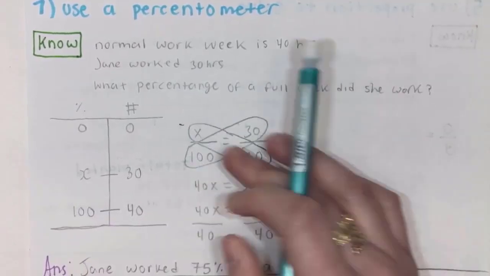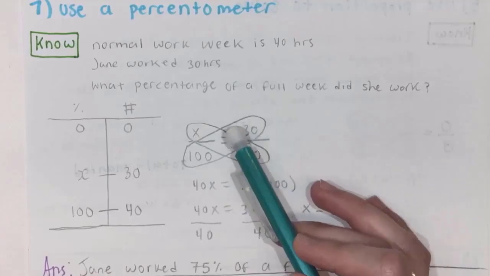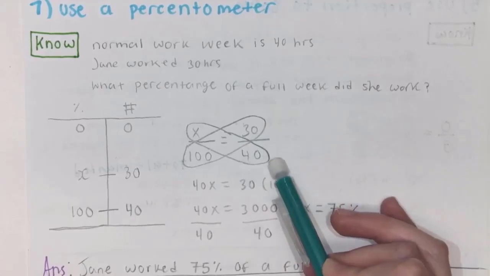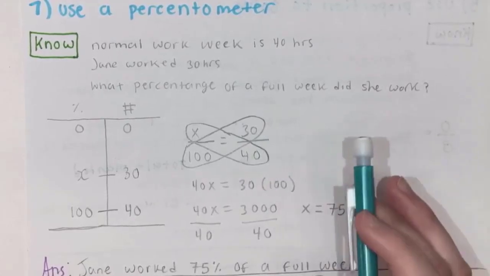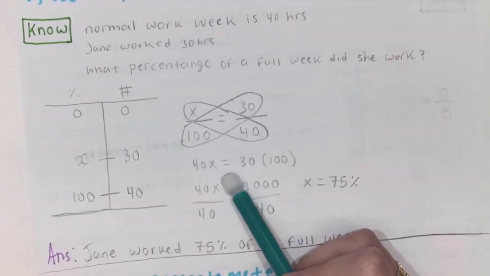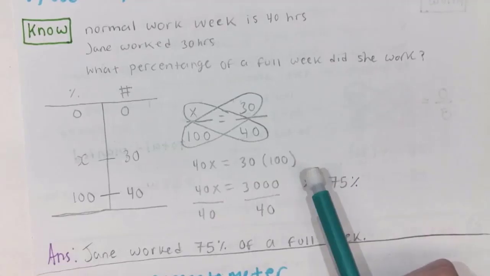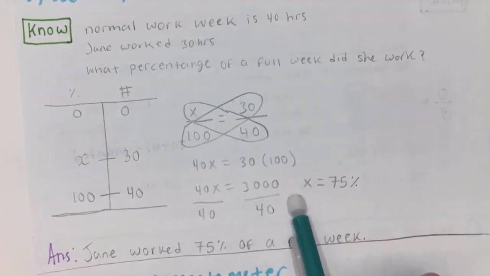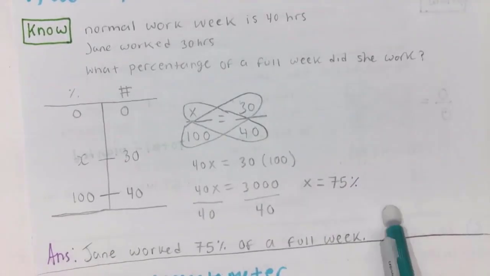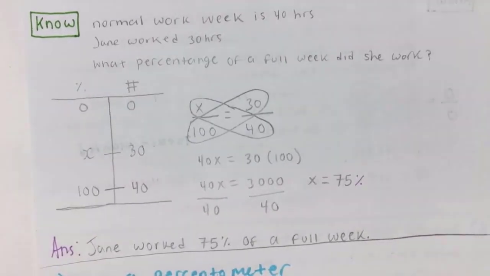And so I did my proportion. Since we don't know the percent of 30 hours, I put X for that, over 100, equals 30 hours that she worked over 40 hours, which represents a normal work week. Then I did 40x equals 30 multiplied by 100, so 40x equals 3,000, and then I divide that by 40, which gives x equals 75%. So the answer is Jane worked 75% of a full week. Thank you. Very good.